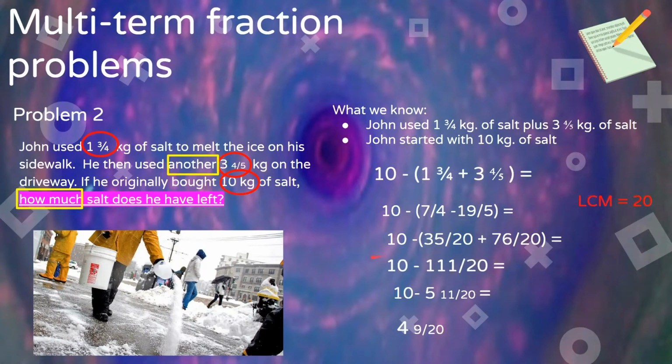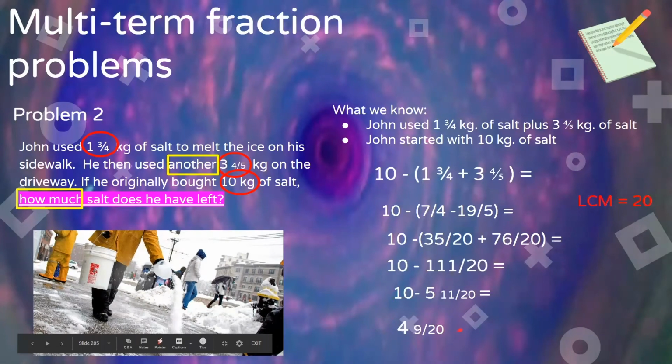111/20ths. So now we haven't really answered the question yet because we still want to know how much he has left. So 10 minus 111/20ths is going to be the same as, if we simplify, 10 minus 5 11/20ths. And what do we have left? We have 4 9/20ths kilograms of salt left.